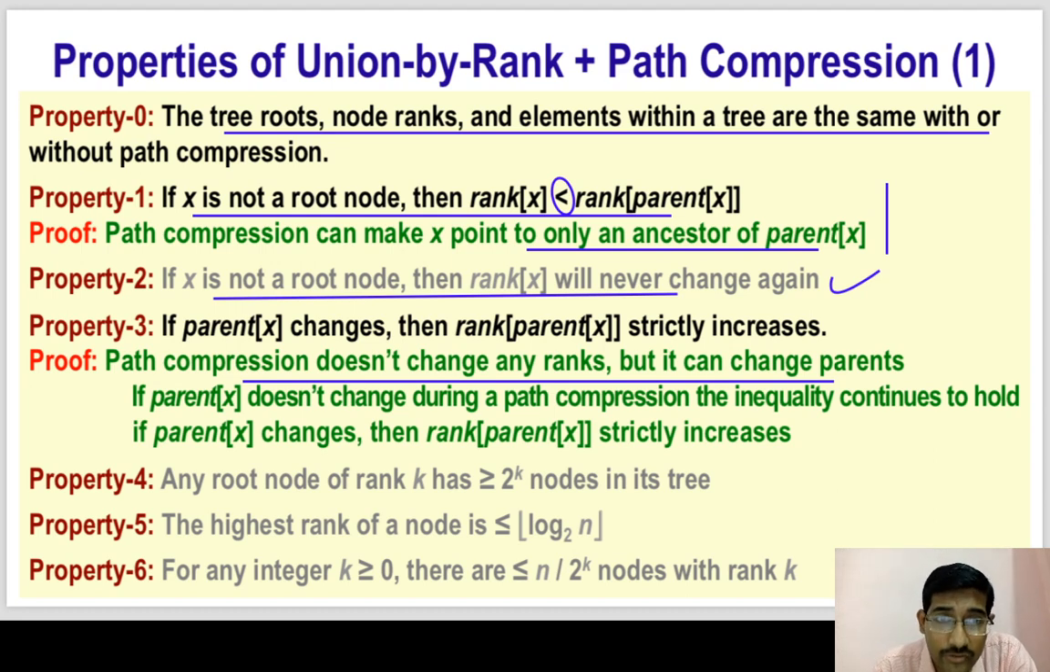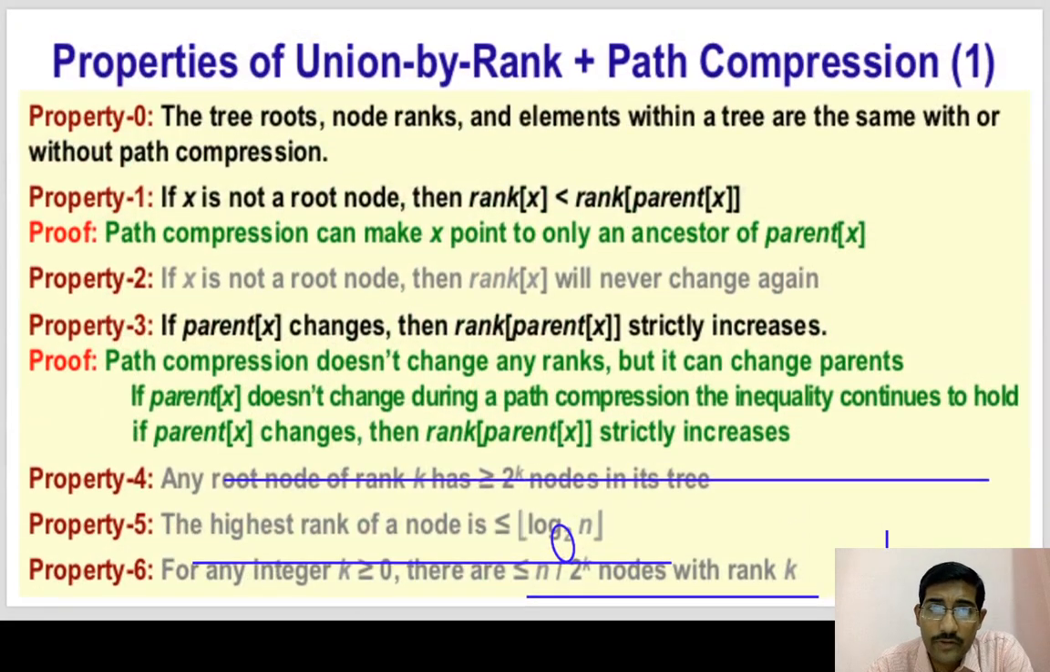Whereas properties 1 and 3 need retrospection, and the retrospection only comes from the fact that the new links we are making when doing path compression only enhance the rank of its parents. So therefore these properties 1 and 3 also hold.